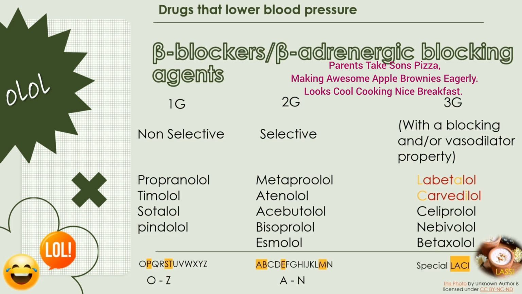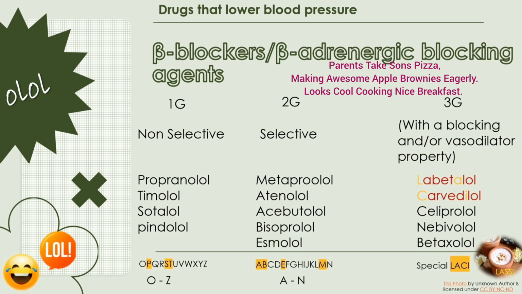Certain beta blockers that do not have the classic olol suffix but have an alpha antagonist action come under 3G classification. But you have to also remember that not all the drugs under this are different. The must-to-know drugs under this are labetalol and carvedilol. I use the mnemonic LESSI to remember this. Other than these two, there are other drugs. So I use the mnemonic looks cool, cooking nice breakfast to remember the other drugs with this. That is labetalol, carvedilol, celiprolol, nebivolol, and betaxolol. There are other drugs, but these are the classic drugs that you need to know under this classification.